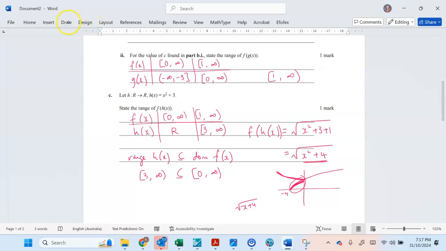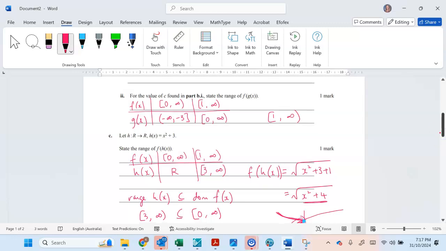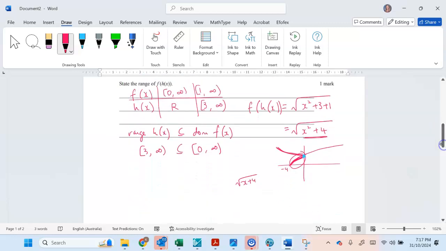So what we need to know is this point. Let me do it in a blue dot. This point here. We know that with our graph, let's let x equal 0 because that's the y-intercept. The square root of 4 is 2. So this point here is 2, and that means our range is going from 2 to infinity. So a bit of working down here: the range of f of h of x is from 2, and includes 2, to infinity.